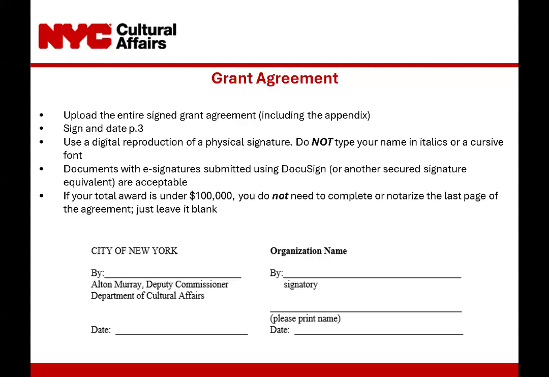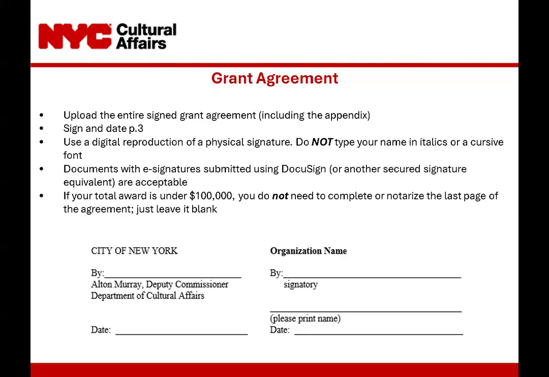Once you have downloaded the grant agreement, what is required? All grant agreements must be uploaded in their entirety, including the appendix, with page 3 signed and dated. The signature on page 3 of your grant agreement should be a digital reproduction of a physical signature or a scan of a wet signature. Please do not type in your name in italics or a cursive font. If your signature is typed in, your grant agreement will be returned to you to sign appropriately, which will slow down the payment process. Documents with e-signatures submitted using DocuSign or another secured signature equivalent are acceptable.